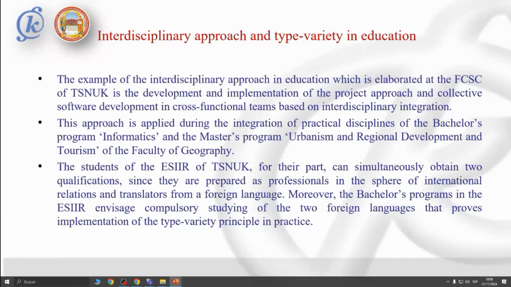I represent the Educational and Scientific Institute of International Relations of our university, and in particular, the Department of International Regional Studies. And of course, having come from cybernetics, the type variety principle is widely used in the educational process of our students, in particular during their studies in the field of international regional studies. The students should realize the most important aim of international regional studies, so international country studies. They learn international country studies when they are bachelors. We have such an educational program.